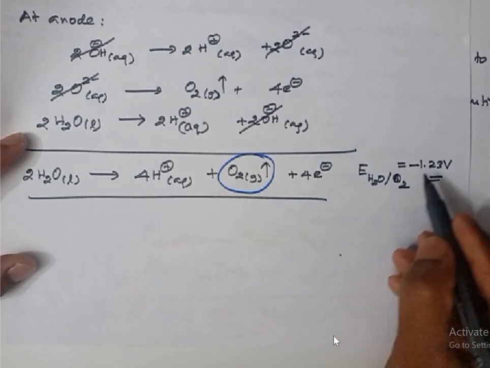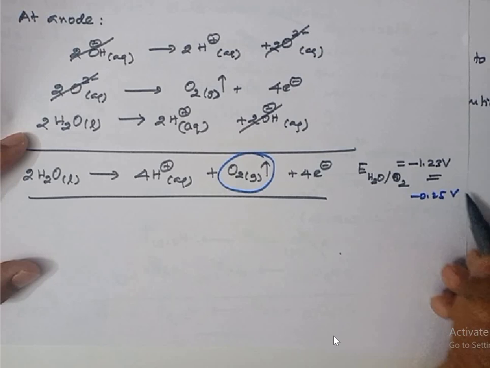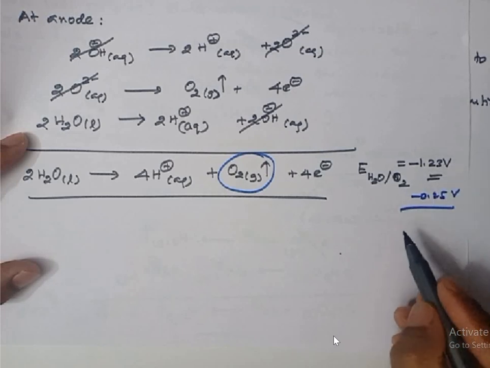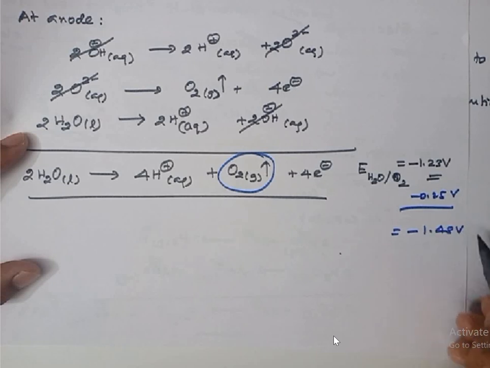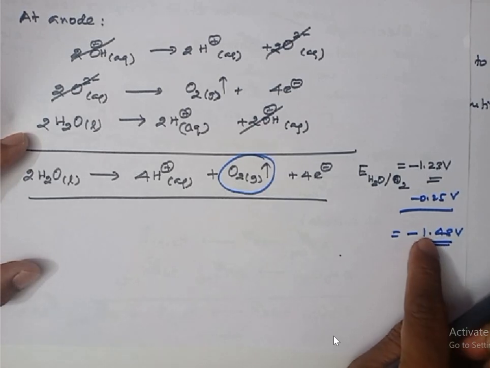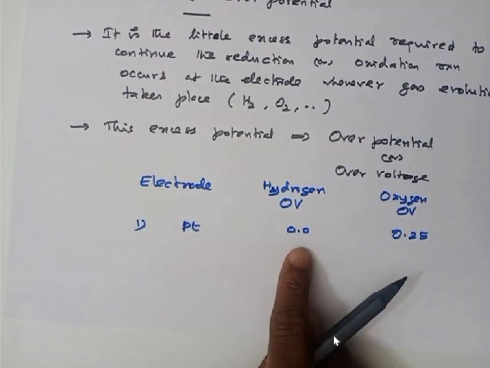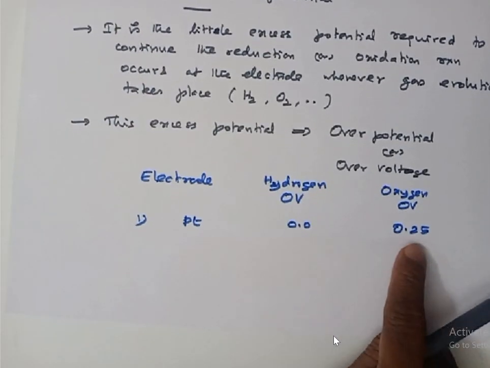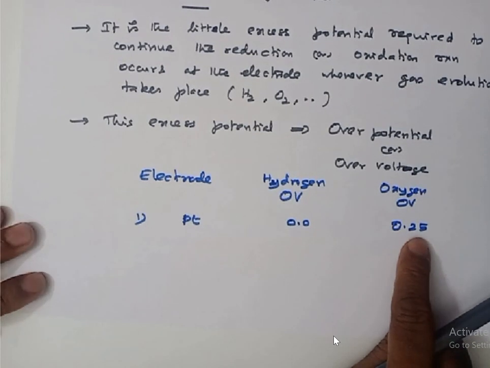Therefore, including the overvoltage, I have to add the minus 0.25 volt here. So if we add, then I'll get minus 1.48 volt. What is this? This is the voltage actually required, including overvoltage. So for platinum electrode, hydrogen overvoltage is 0, whereas for oxygen evolution, there is some extra voltage required, called overvoltage, and the value is 0.25 volt.